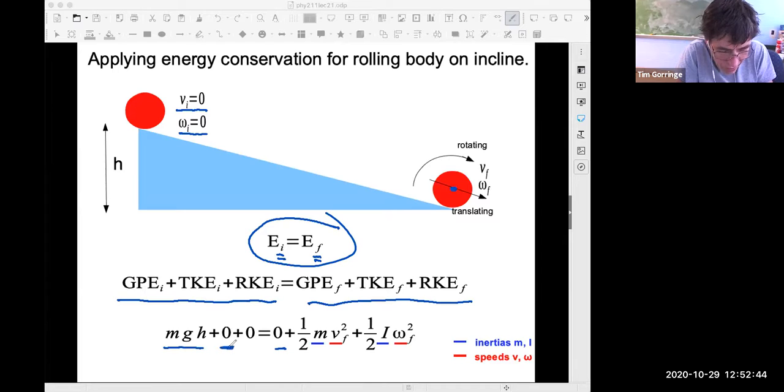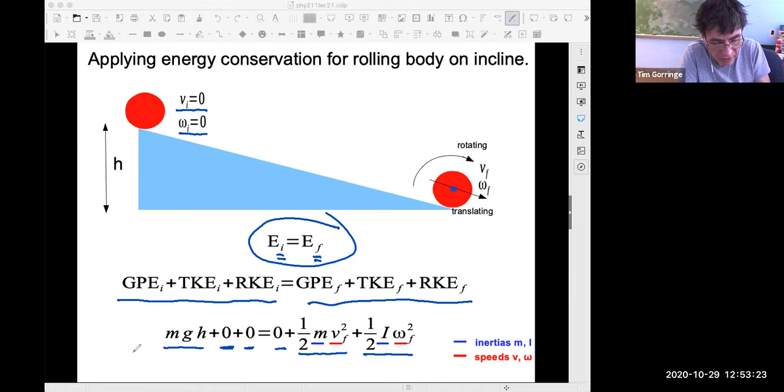This 0 here on the left-hand side is the initial kinetic energy. The object wasn't moving, 0 initial velocity, so there's no kinetic energy. Then it acquires some translational kinetic energy. That's over here on the right, 1/2 m v_f squared. Likewise, this 0 here is the initial rotational kinetic energy. The object initially wasn't turning, so there was no initial rotational kinetic energy, but at the bottom of the incline it is rotating. Here's its angular speed, omega f, and here's its associated rotational kinetic energy.